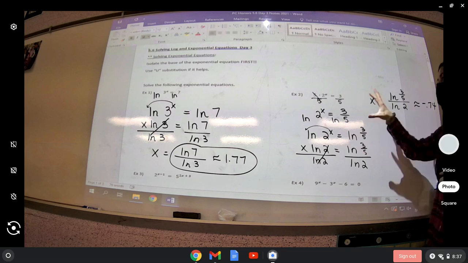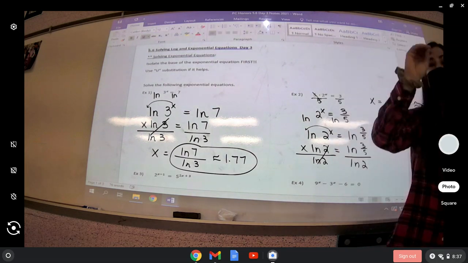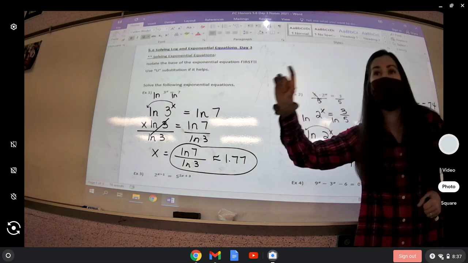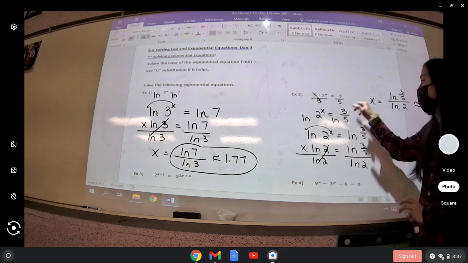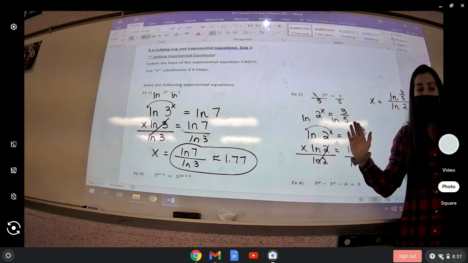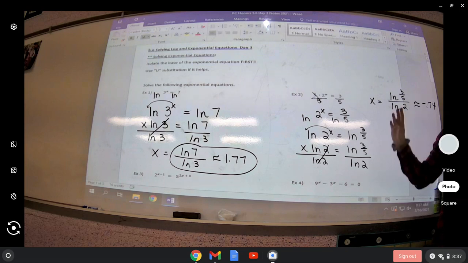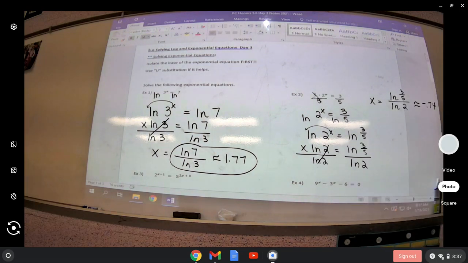So you may deal with extraneous solutions if you say that the answer to an exponential is a negative number or 0. That should not happen. But as far as what x should be, as long as x is the exponent, there should be no extraneous solution. X should be allowed to be anything, big, small, positive, or negative. All right, let's go to the next example.